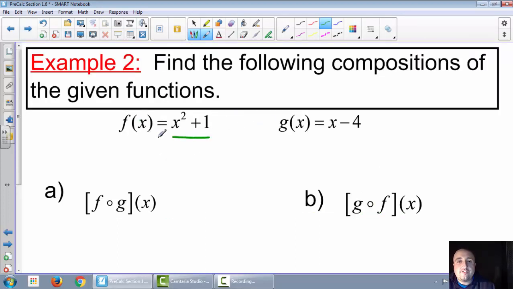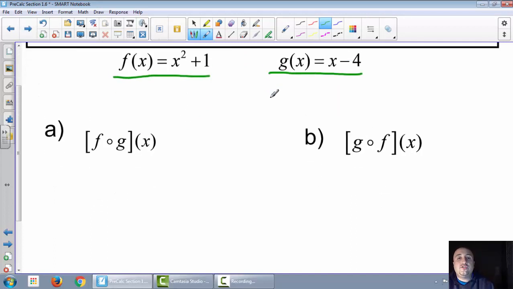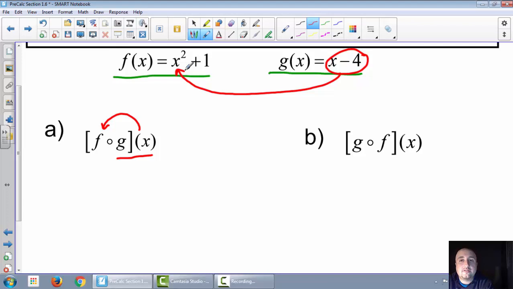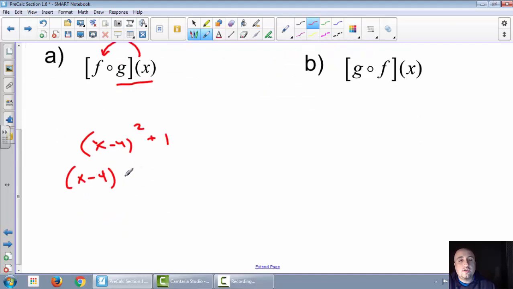We have two functions. We have f of x equals x squared plus 1 and g of x is x minus 4. This first one says we want to do f of g of x. Now, the trick with these is you always start at the right. So I'm going to take my g function and I'm going to plug it into my f wherever there is an x. Okay, so x squared plus 1. So my new x is x minus 4. I'm going to square it plus 1. Okay, now we have to FOIL this, (x minus 4) squared. So (x minus 4) times (x minus 4) plus 1.